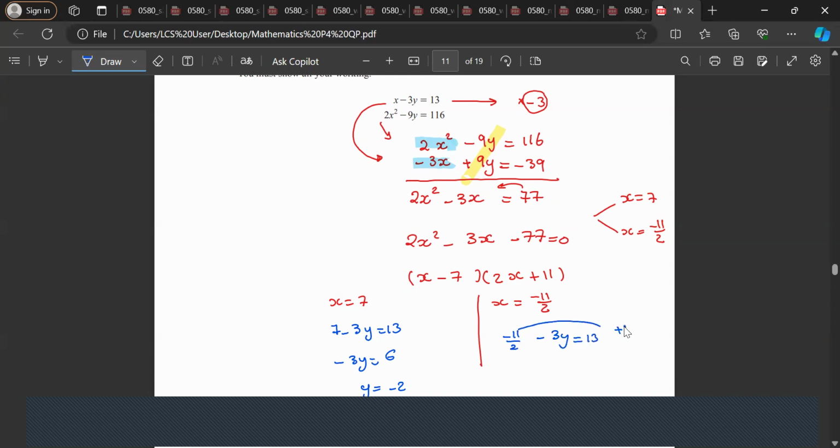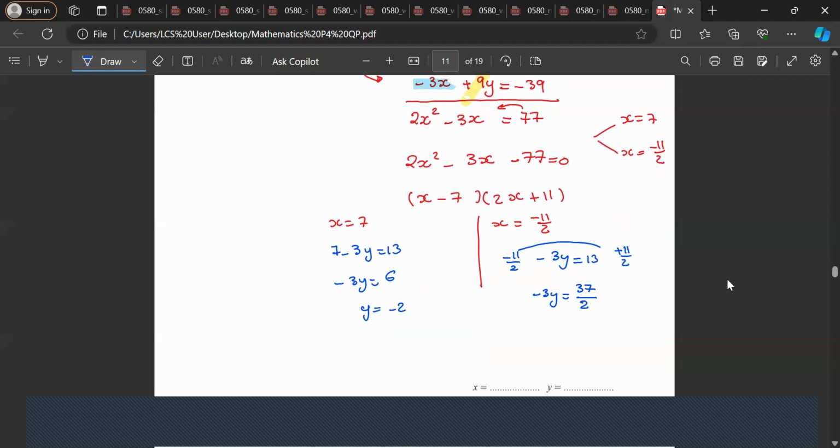Send this to the other side by positive. So -3y equal 37 over 2. Then send this -3 to the other side by dividing. So y equal -37 over 6. Okay, then put the answers here: 7 and -11 over 2, here -2 and -37 over 6. Any problem in this?